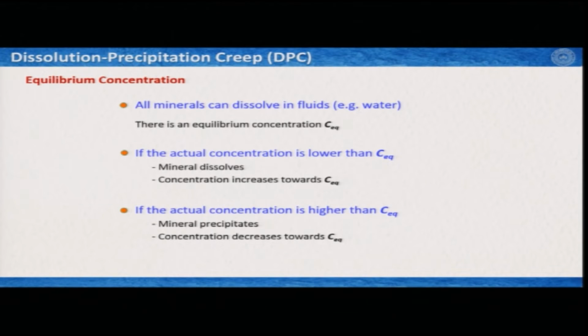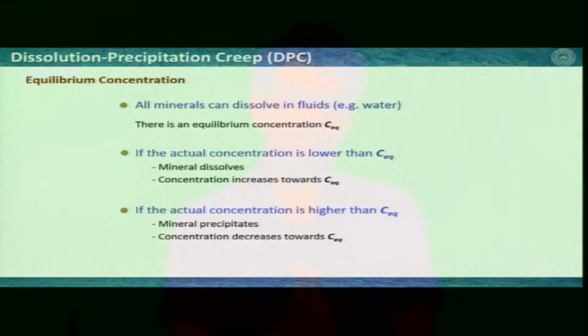Now, if we try to theorize this dissolution precipitation creep, it is important to understand that the fluid you have in your system must have a concentration less than the concentration has to be less, so that the materials can dissolve within this. If the concentration is high, then the material would not dissolve into it further, rather it would precipitate. So, there must be some sort of an equilibrium concentration.